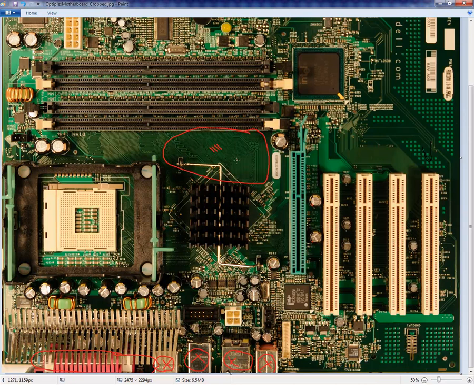But the point I want to draw attention to here is towards the center. These parallel lines are called traces. They're built into the board itself, and they are the connection point. They are the physical embodiment of the system bus in this board.